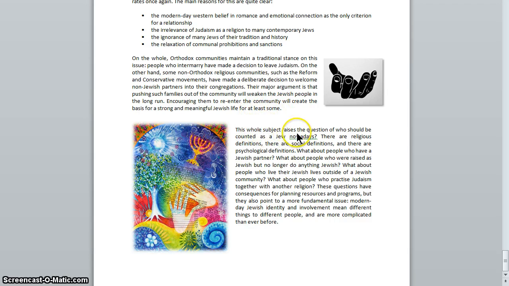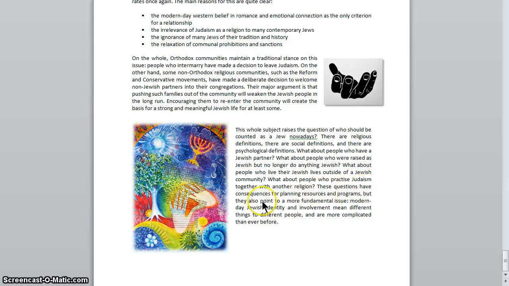This whole subject raises the question of who should be counted as a Jew nowadays. There are religious definitions, there are social definitions, and there are psychological definitions. What about people who have a Jewish partner? What about people who were raised as Jewish but no longer do anything Jewish? What about people who live their Jewish lives outside of a Jewish community? What about people who practice Judaism together with another religion?